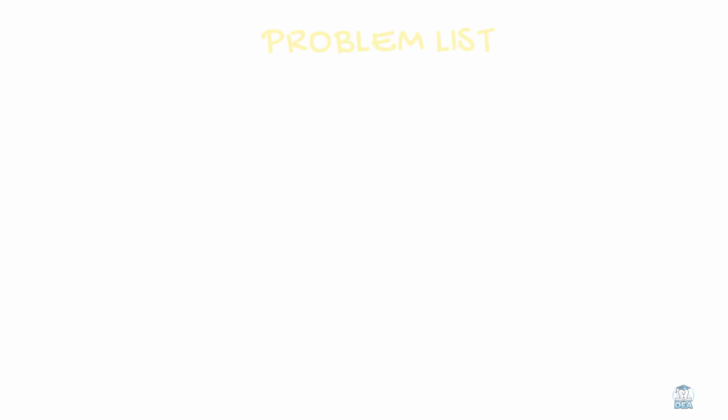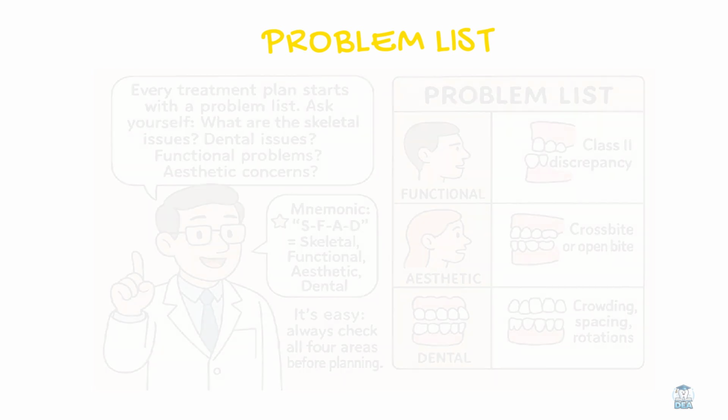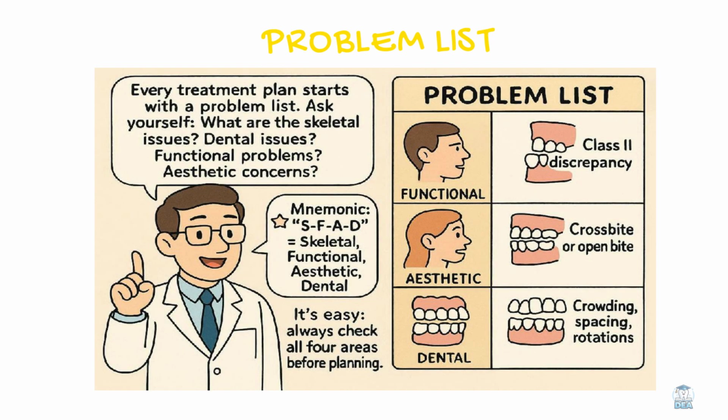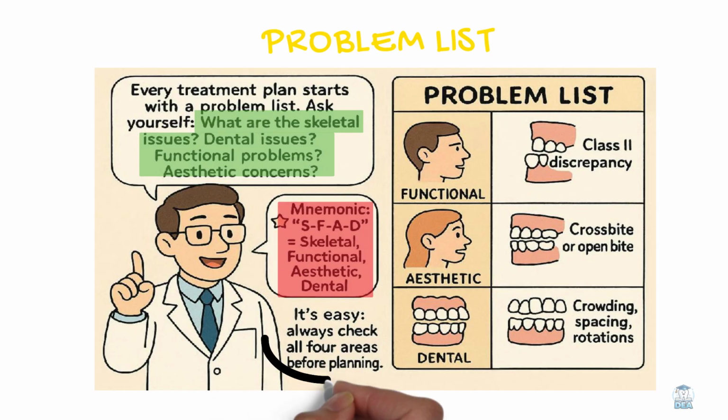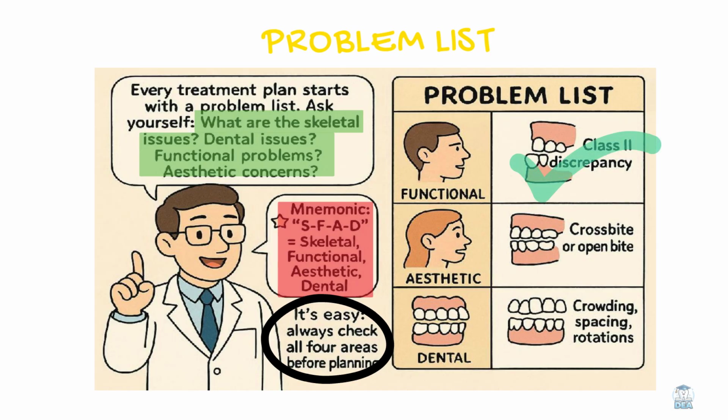First, the problem list. Every treatment plan starts here. Ask yourself, what are the skeletal issues, dental issues, functional problems, and aesthetic concerns? Use the mnemonic SFAD: skeletal, functional, aesthetic, dental. Always check all four areas before planning. Examples include Class 2 skeletal discrepancy, crossbite, excessive overjet, crowding, or spacing.